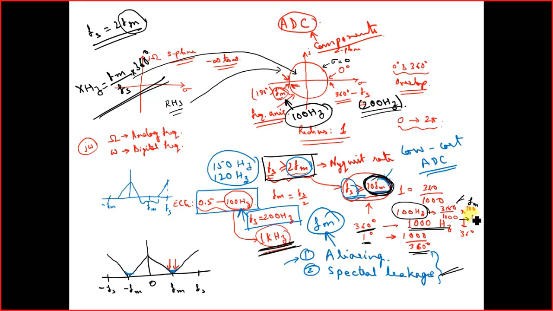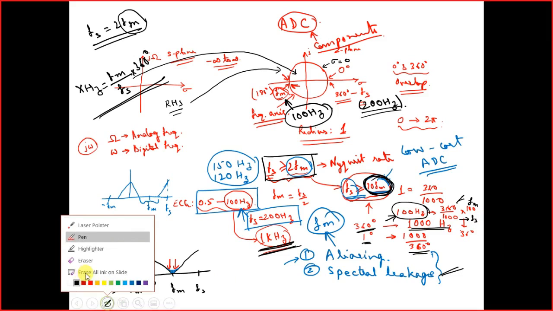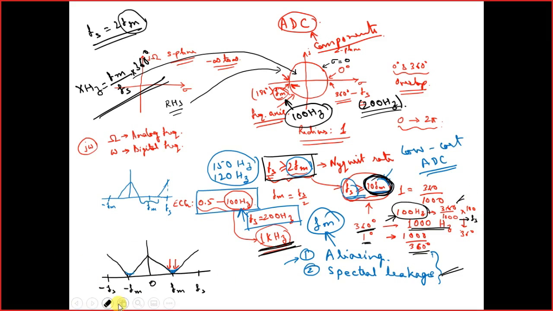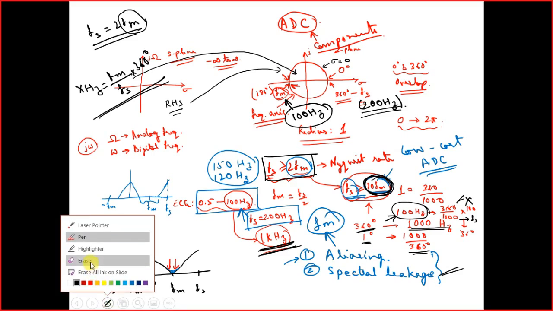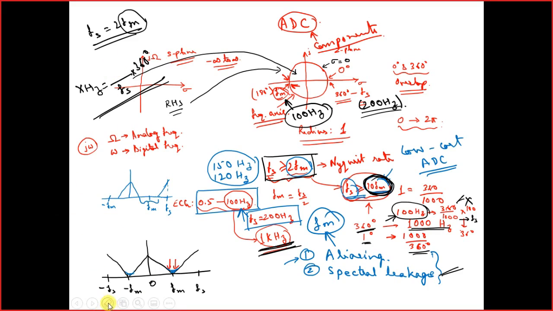So in our case, we want to look into the x hertz, not Fm. It is the test frequency: x by Fs multiplied by 360 degrees. Now in our case, our test frequency is 100 hertz, right? Now from here, if you solve this, we get 36 degrees.